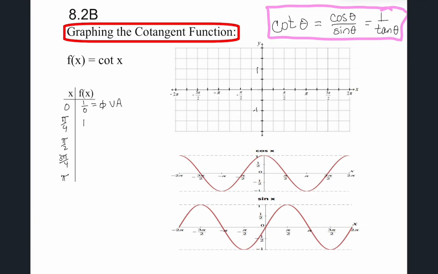Pi over 2 is 90 degrees. The cosine there is 0, but the sine is 1. So we get 0 over 1, which is just 0. 3 pi over 4 is in that second quadrant. The cosine is negative, but the sine is positive. So instead of 1, we get negative 1. And then at pi, we get that 1 over 0 thing happening again. So we get a vertical asymptote.